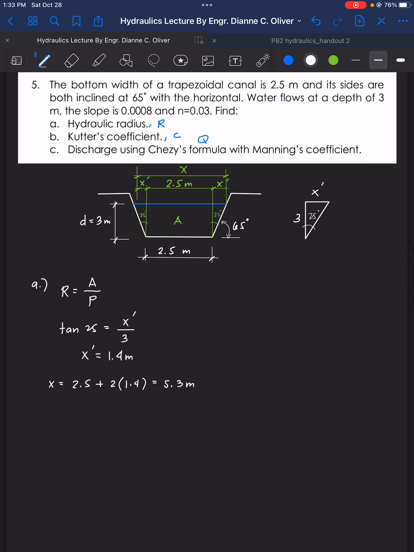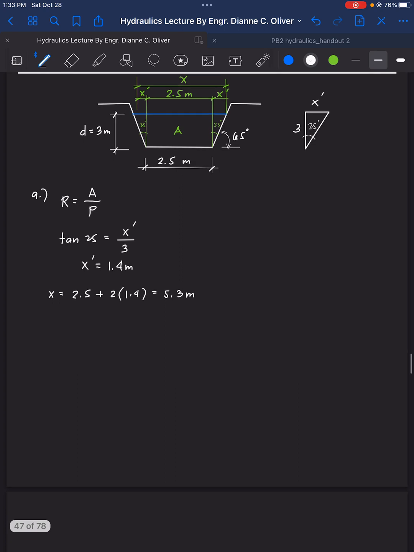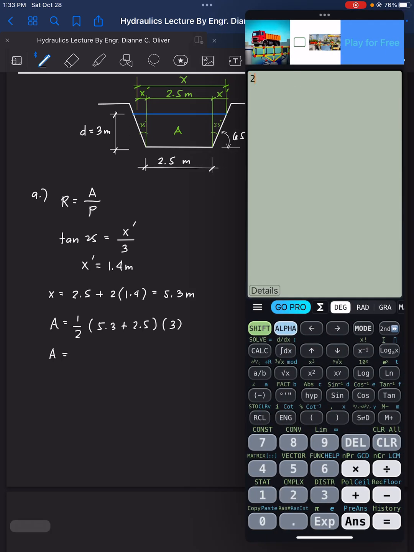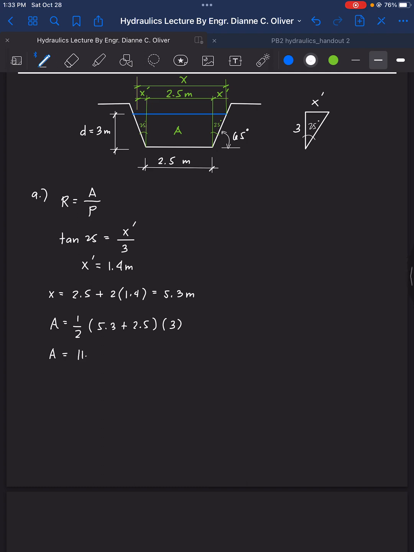5.3 meters. Now we can get the area as 1/2 the upper base 5.3 plus the bottom base 2.5 times the height, which is 3. So area now is equal to 11.7 meters squared. So 11.7 square meters. So that is for the area.